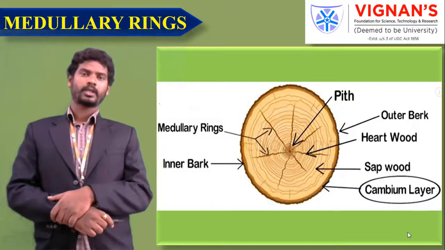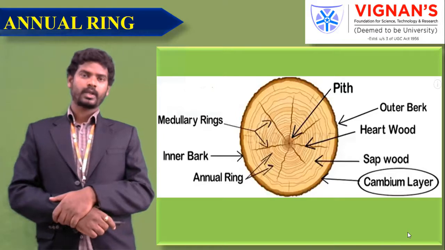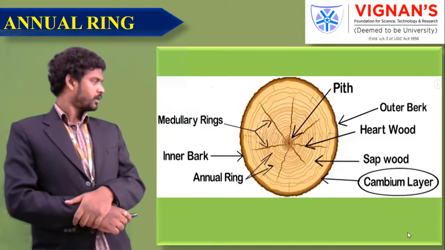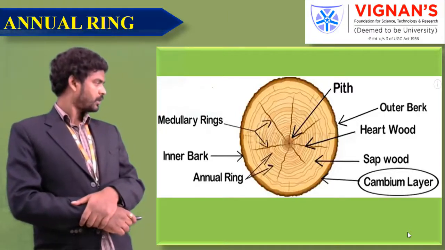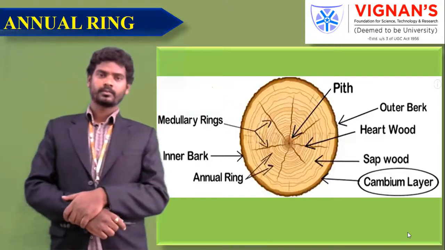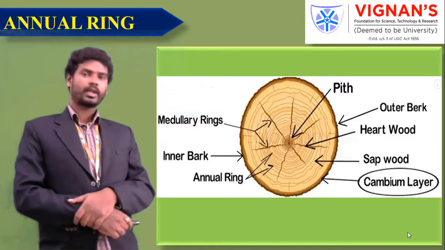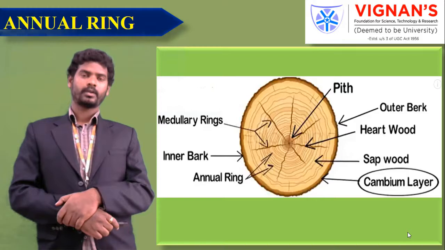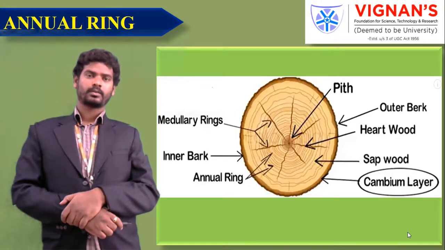The next one is annual rings. They are circular rings formed around the pith. One such ring is added every year. Annual rings denote the age of the tree. The sapwood rings enclose the heartwood part, and they extend from the pith towards the cambium layer.